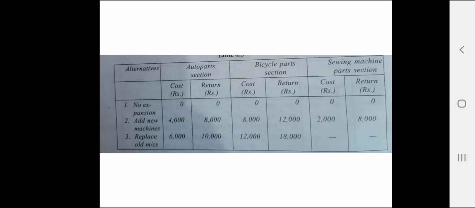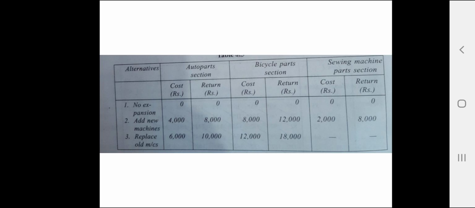Here, each section of the company is a stage. So, you can divide this problem into stages. At each stage, there are a number of alternatives for expansion. Capital represents the state variable. So, here capital of 4,000 rupees, 6,000 and so on is the variable.